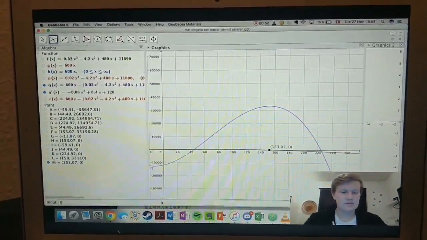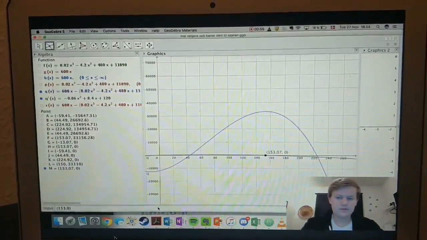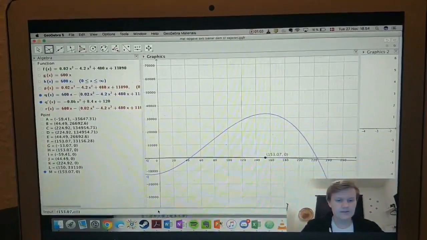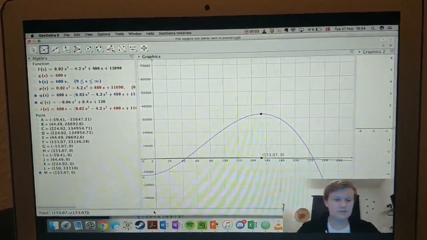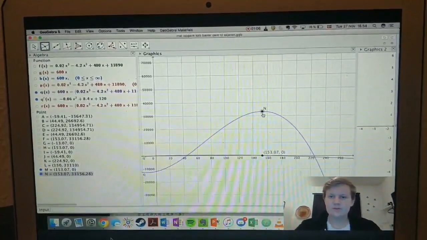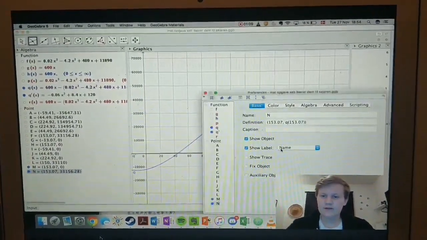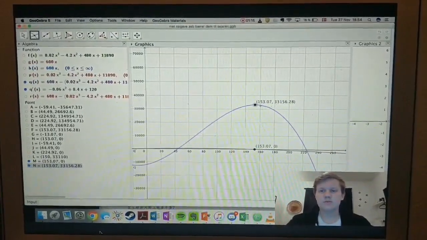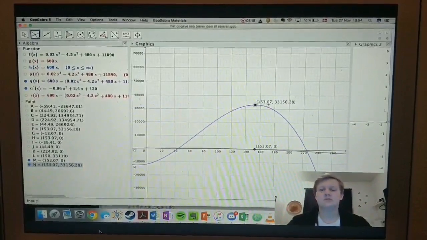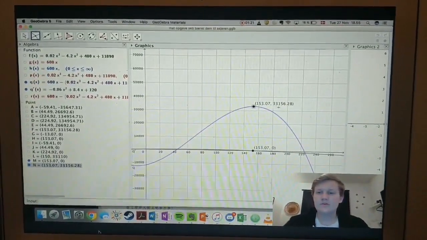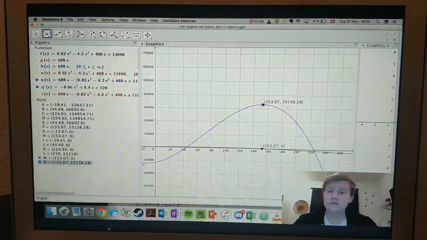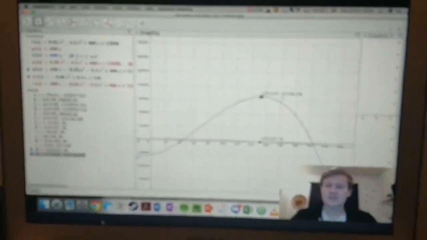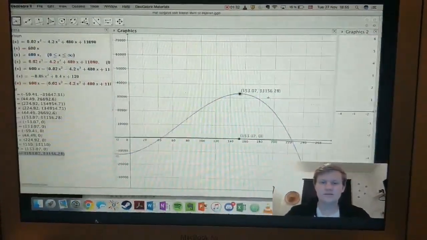So we just do as in type B, we plug in 153.07, and then we do the same with the Q of 153.07, and that should give us a point up here, which will mark our maximum profit. So you can see the maximum profit when producing 153.07 liters is 33,156.28 Danish crowns. So that is our maximum.